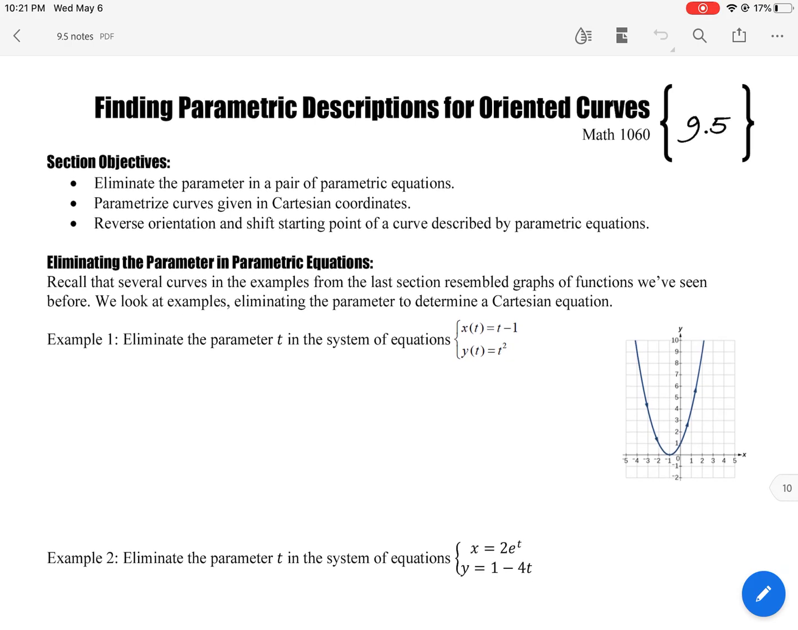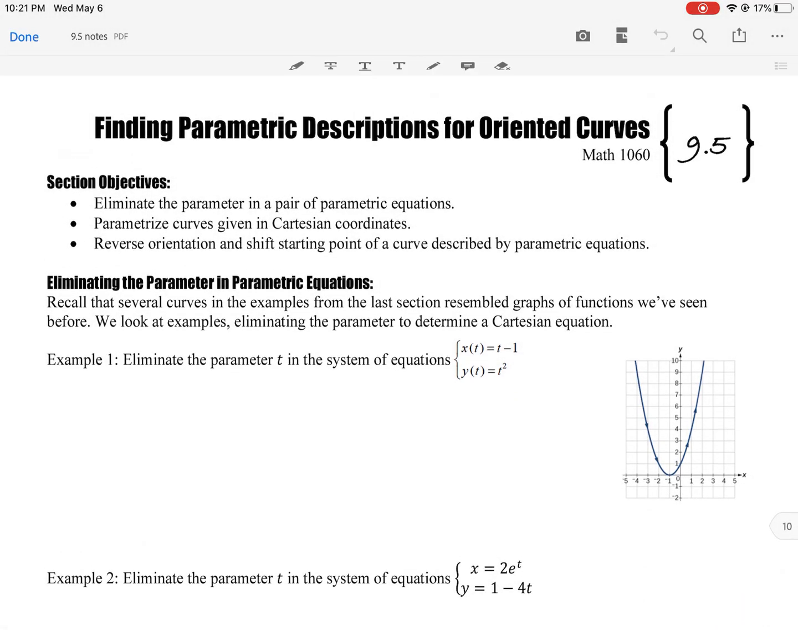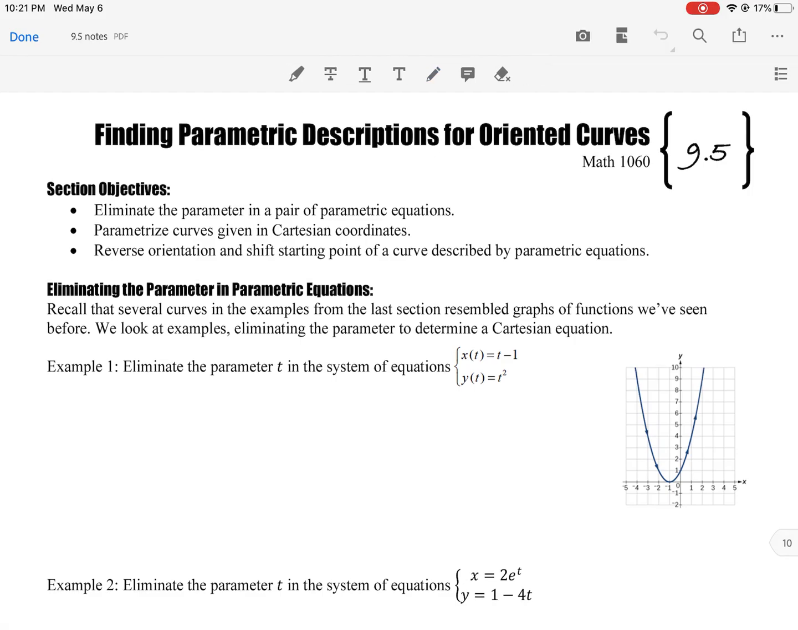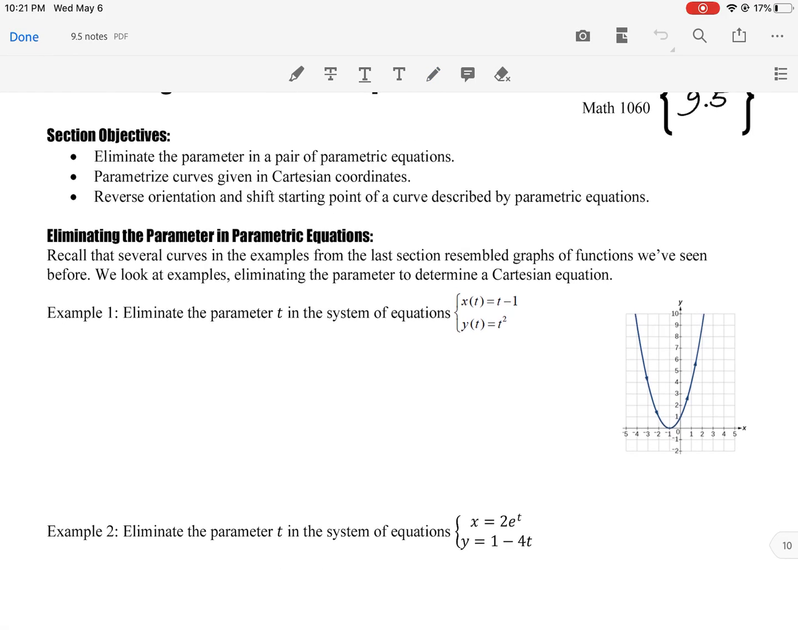So today we're going to find parametric descriptions for oriented curves. In other words, I'm going to give you parametric equations and we're going to convert them back into Cartesian, and some vice versa. So recall that several curves in the examples from the last section resembled graphs of functions we've seen before. We look at examples, eliminating the parameter to determine a Cartesian equation.